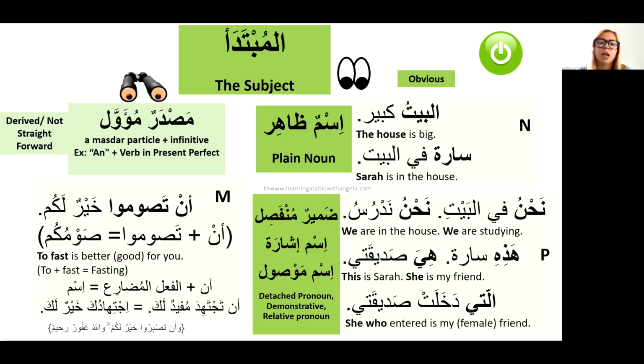وأن تصبروا خير لكم والله غفور رحيم. So over here you can replace أن تصبروا بصبركم. So you can say صبركم خير لكم. So your patience is good for you, and God is forgiving and merciful. So that's an additional piece of information. So a subject can also be masdar mu'awwal, so derived or not straightforward. But if you're a beginner, just focus on the simple things that we've discussed. If you're already at an intermediate level, that's good to know. So I've written here N, P, and M for you to remember. So noun, pronoun, etc., and M as in masdar.